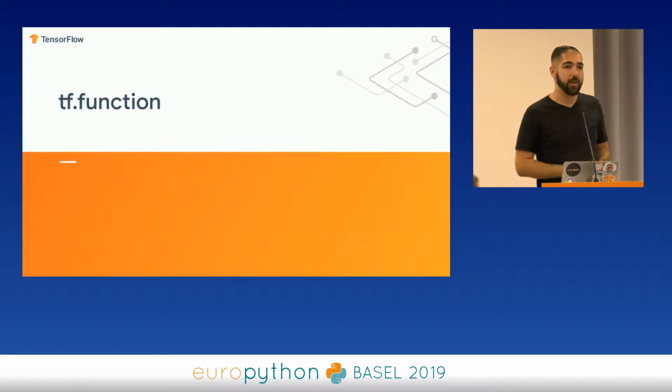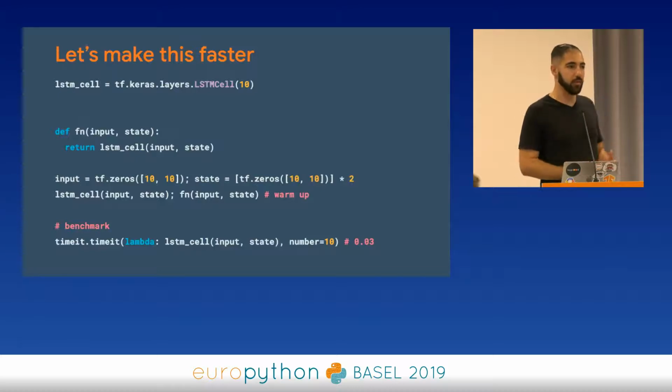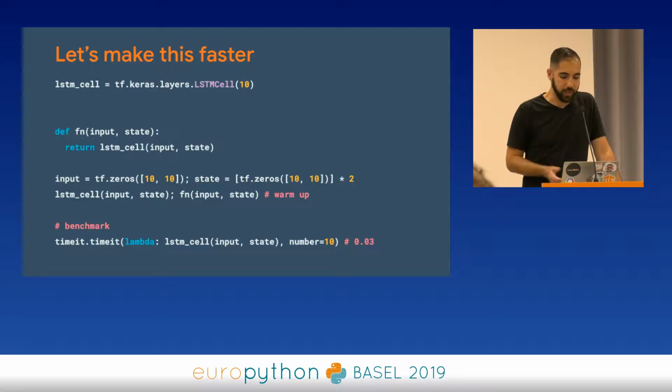So next, I want to talk about tf.function. I mentioned earlier that this is something that lets you run Python code just as you normally would. And what do I mean by that? Let's say you just have a function. Here we're just having a function that calls an LSTM cell from a deep neural network. If we have a benchmark here, we'll see that this would take, let's say, 0.03 seconds.